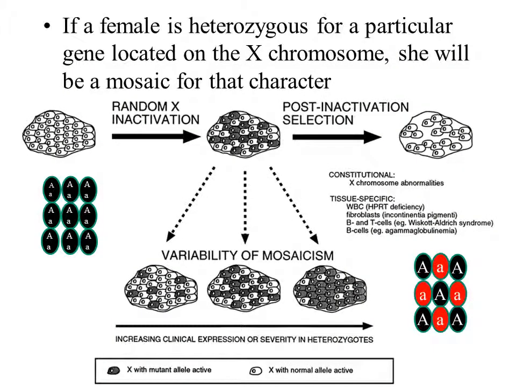If a female is heterozygous for a particular gene located on the X chromosome, she will be a mosaic for that character. So this means she has big A, little a, in reference to the X chromosomes. Randomly, one of those is going to be deactivated, either the big A or the little a. So to the far right, we're looking at a mosaic. Some of the cells have the big A and some of the cells have the little a.